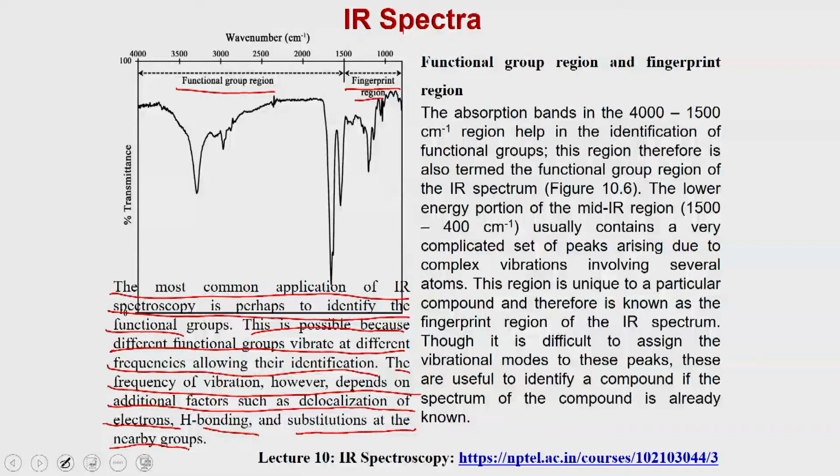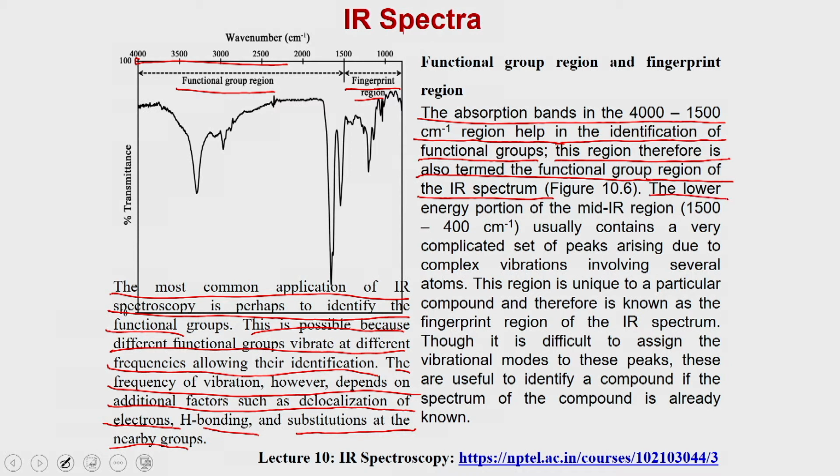The absorption in the range of 4000 to 1500 centimeters inverse helps in the identification of the functional group. This region is therefore termed the functional group region of the IR spectrum, which means from 4000 to 1500 is the region called the functional group region.